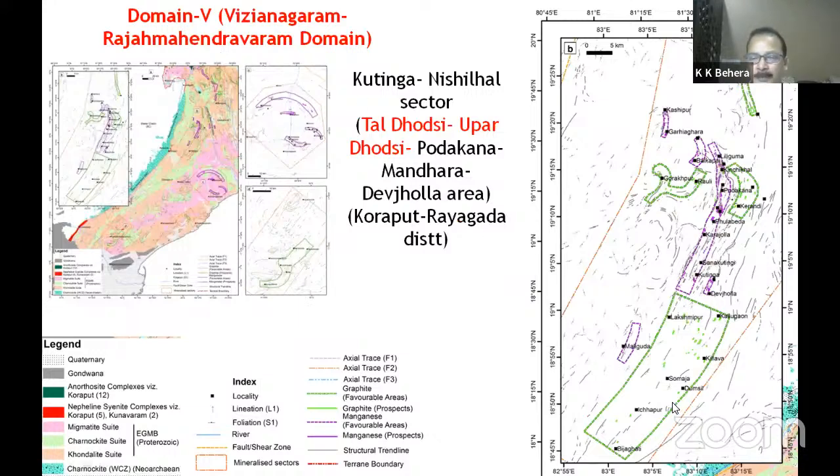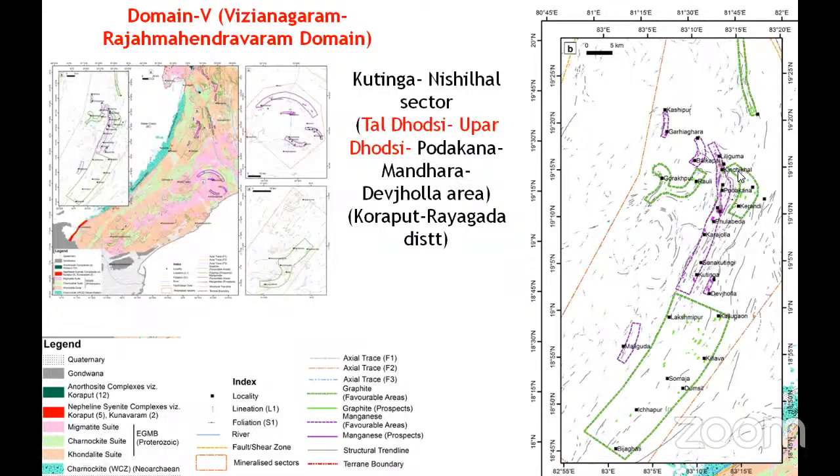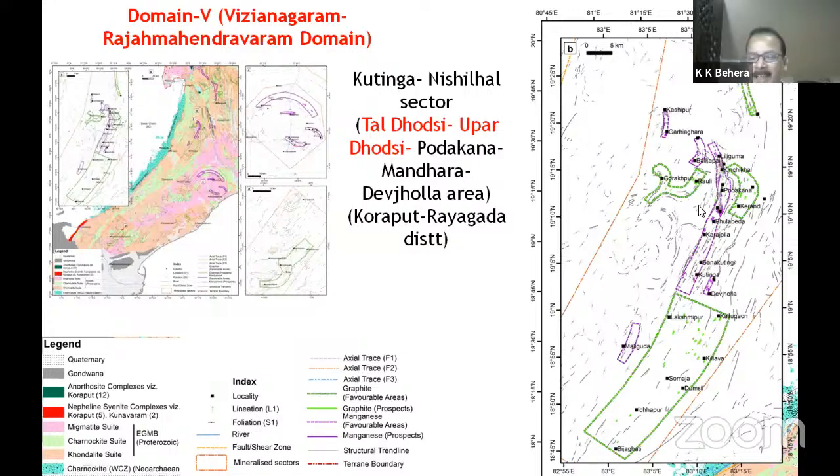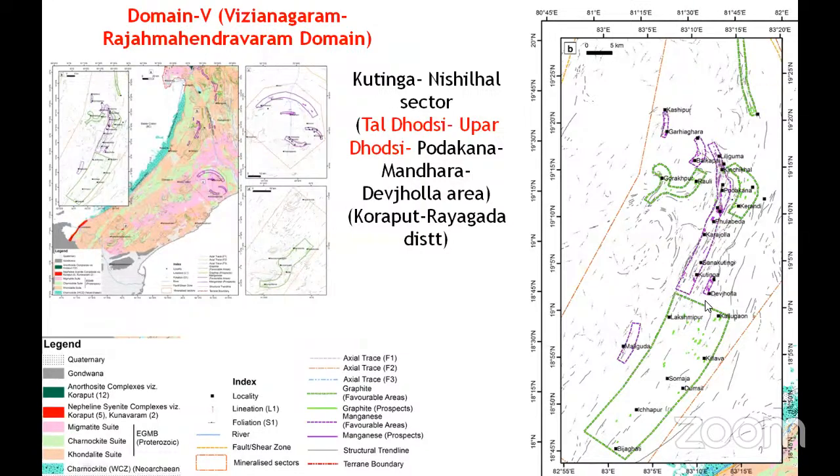This is a mostly explored area. We can see Somalia, Dumsi, Ichapur, Kanwa, Kalupuram, Devsola, Mandara, Kutinga. These are the areas where both graphite and manganese are occurring. In this part, the green are graphite and purple are manganese. This is following the regional structure in this area, if you see. All are trending northeast-southwest. But in this part, we are getting graphite and manganese both, and the graphite is competing against the manganese.